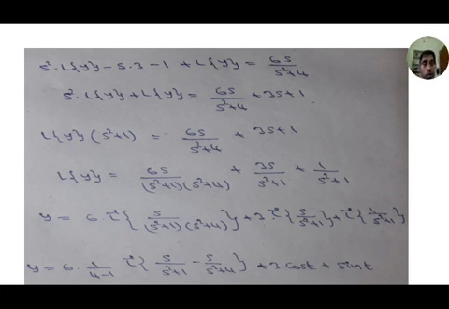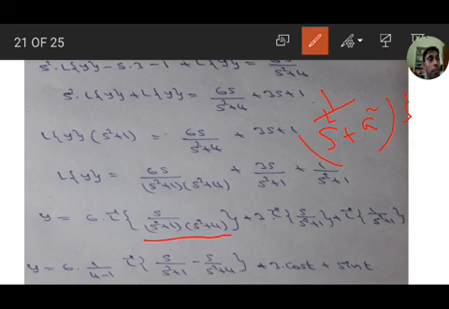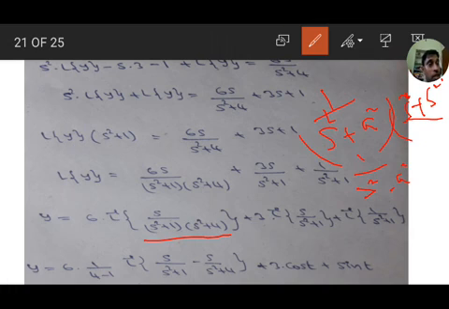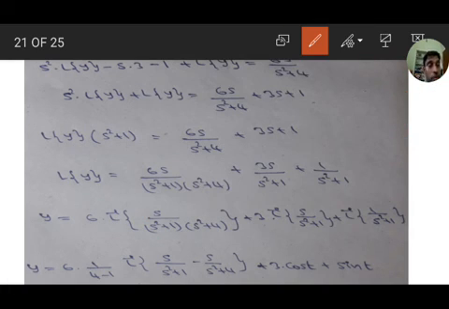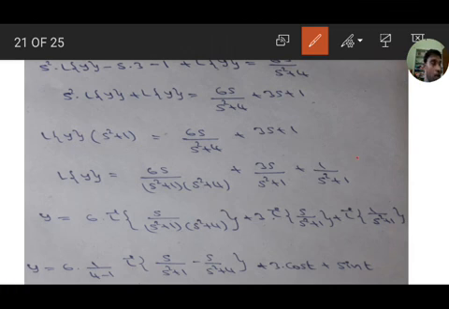Here we are using the formula 1 by s square plus a square into s square plus b square, as in the previous problem, the same formula: 1 by b square minus a square into 1 by s square plus a square minus 1 by s square plus b square. The extra numerator is s there, which means we have to write s in every term. Okay, and apply the inverse Laplace transform, we get the final answer.